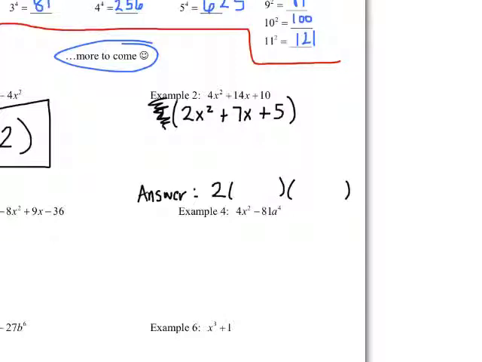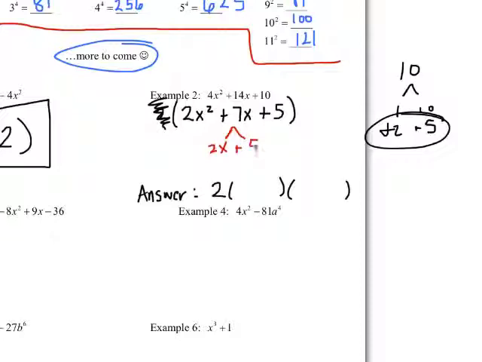So our steps were factor by grouping. First step, 2 times 5 is 10. What multiplies to 10, yet adds to 7? I've got 1 and 10, 2 and 5. Those are the only options. 2 and 5 can add to 7 if they're both plus. So this is going to be 2x plus 5x instead. So I've still got 2x squared, and I've still got plus 5.